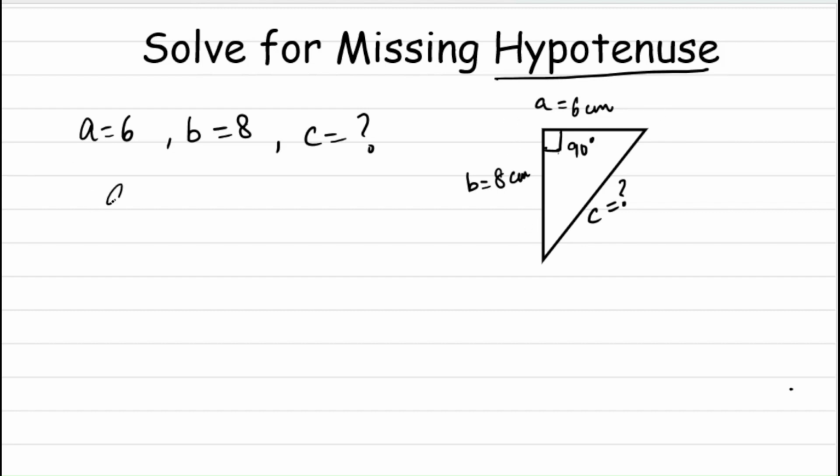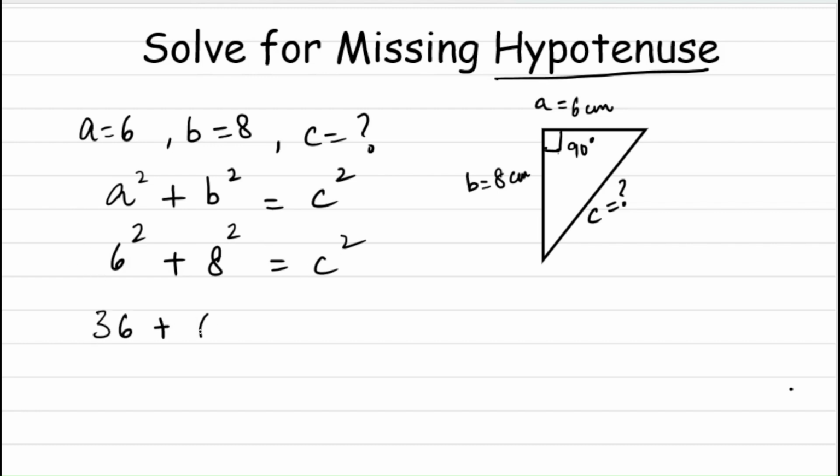Now, according to Pythagorean theorem, A square plus B square is equal to C square. Let's plug in the values. A is 6, so 6 square. B is 8, 8 square. And C is missing. 6 square is 36. 8 square is 64 equals C square. 36 added to 64 is 100. So 100 equals C square. This is the value of C square. C square is 100. But I want C.